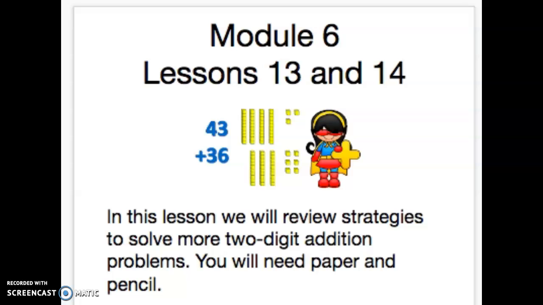Module 6, Lessons 13 and 14. In this lesson, we will review strategies to solve more two-digit addition problems. You will need paper and pencil.